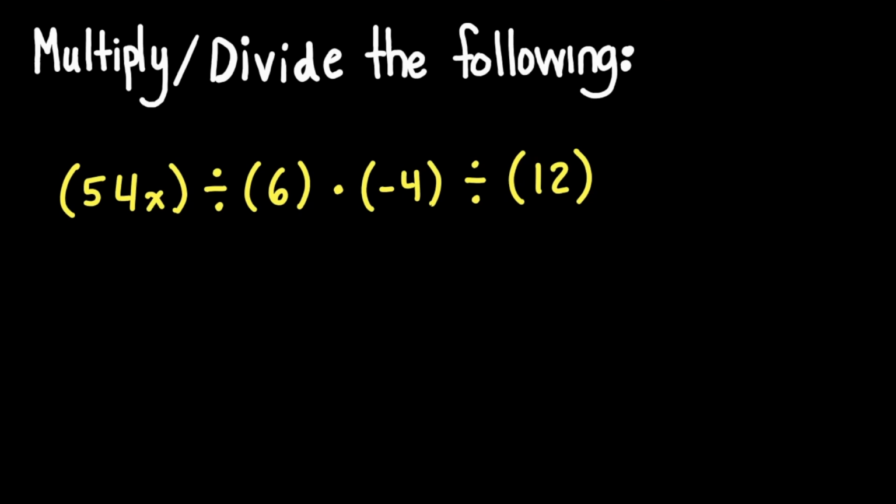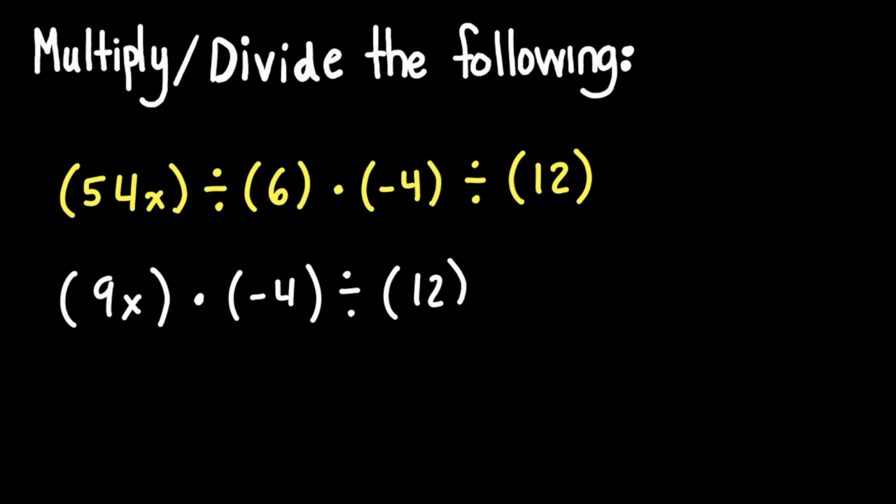So, in this case, we have positive 54x divided by 6. So that's going to be equal to 9x. I'm bringing down the negative 4 times negative 4 divided by 12. You can see how I brought everything else down in the problem. So now we have 9x times negative 4 divided by 12. Moving from left to right again, 9x times negative 4 is going to equal negative 36x.